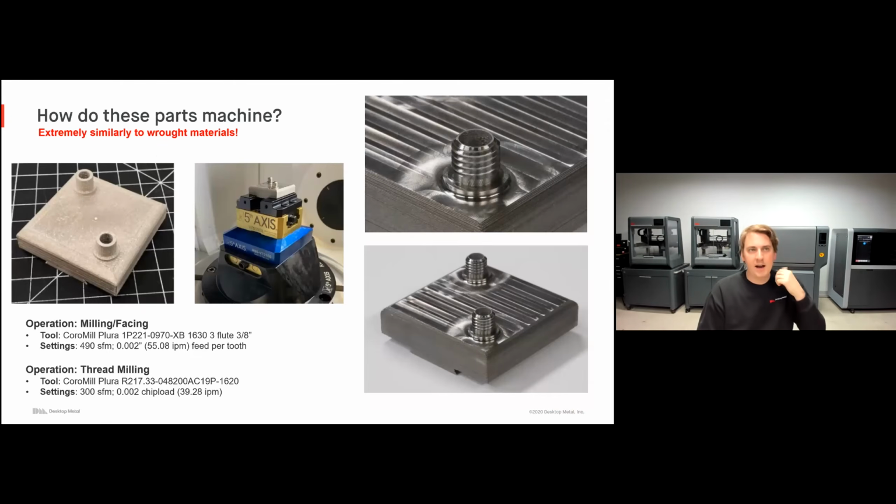Lastly, we're going to look at how these parts machine. I know a few times today I've mentioned you may need to touch up critical dimensions on the machine. And one thing to note is that these materials machine extremely similar to your wrought material. You can see a couple different operations that were done to this part here, a facing and a thread milling. And you can see the different tools and mill settings that were used, but it's very, very similar to your wrought material. And our 17-4 PH printed is going to machine very similar to the wrought 17-4 PH that you're buying from your material supplier.